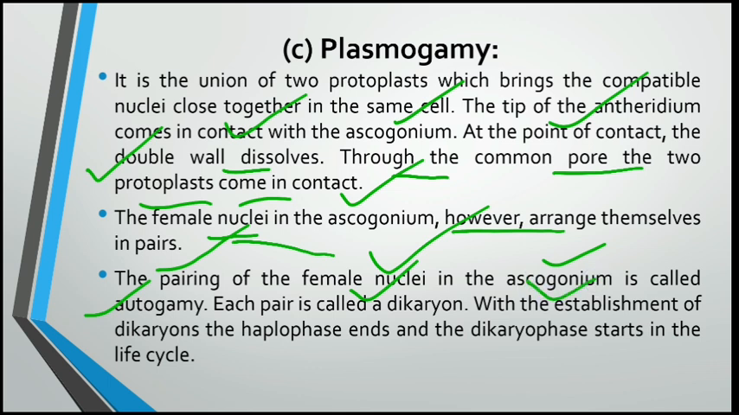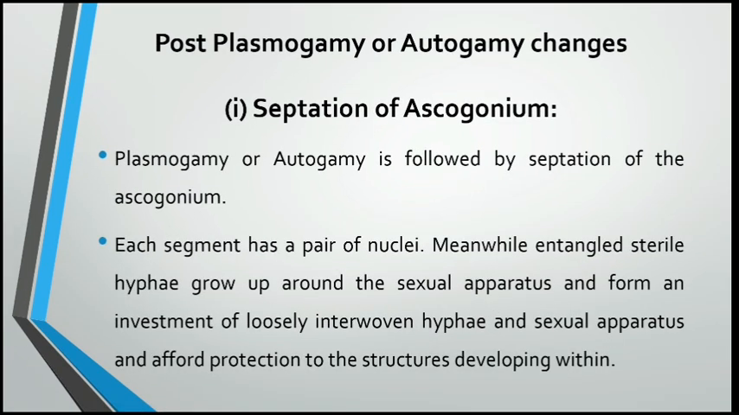With the establishment of dikaryon, haplophase ends. Haplophase of this Penicillium life cycle ends and the dikaryophase starts in the life cycle. Next one is post-plasmogamy. So after plasmogamy or autogamy, it follows by the septation of ascogonium.